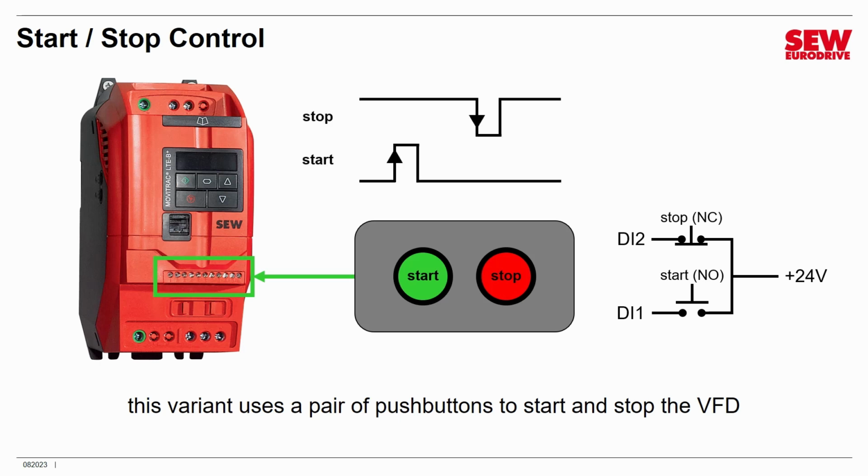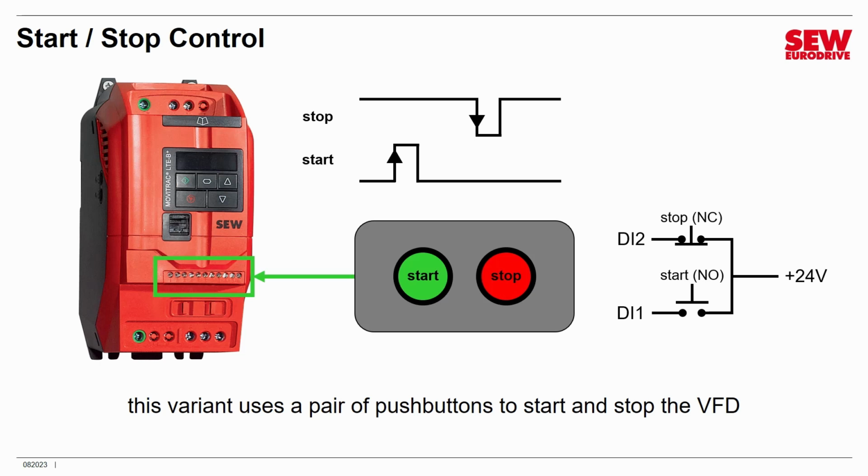This is how it operates. To start the VFD, you press the start button, which is normally low. It goes high briefly. The VFD detects the rising edge and starts operating. Notice as soon as you release it, it goes back to the low condition, but the VFD keeps running. It's only interested in the edge, not the level.